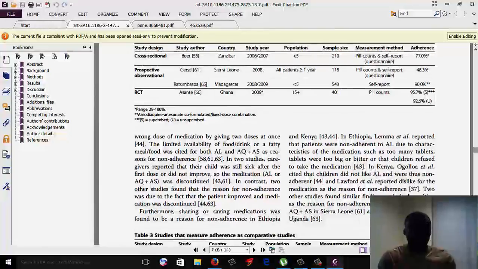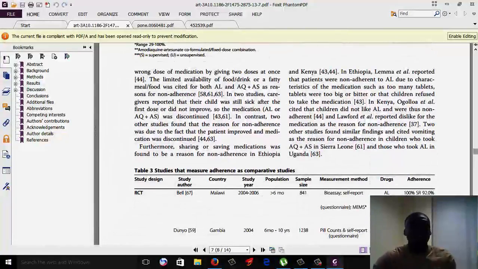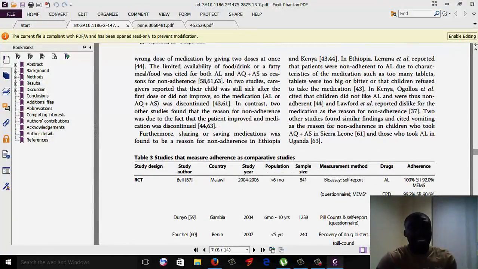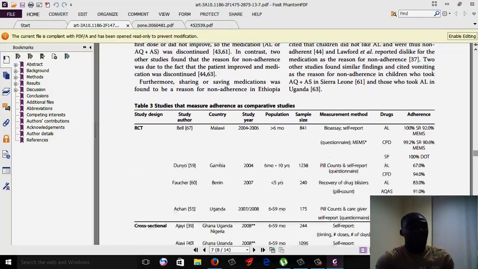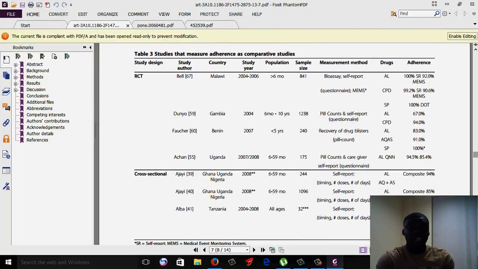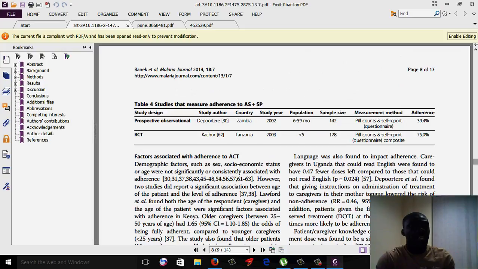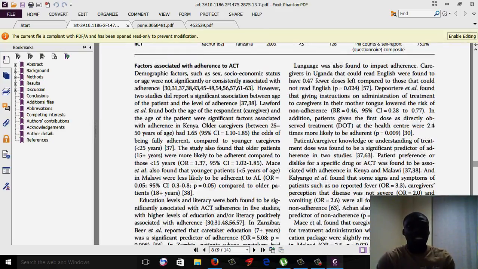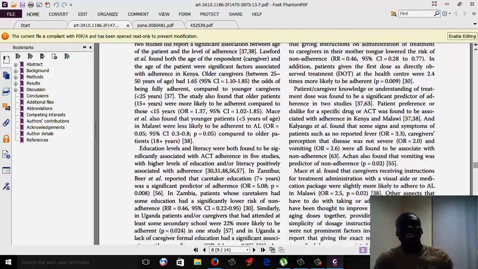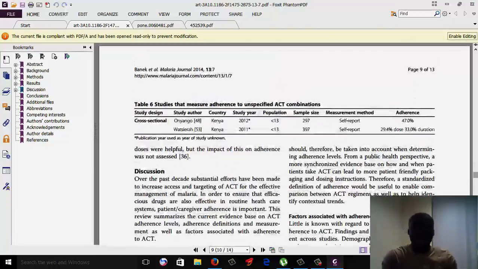So we've come across some new things. Because of time, we will move on quickly, and then we will come back later to fetch the new things that we have done. But don't forget, we have been introduced to some things. Okay, self-report, and then what? Bio-essay, and then what? Pill count. And then the other one is what? MENS. So we will explore all those things and see whether we can put together a questionnaire for adherence.